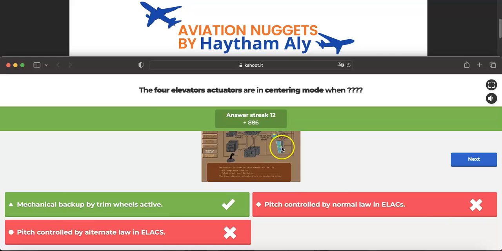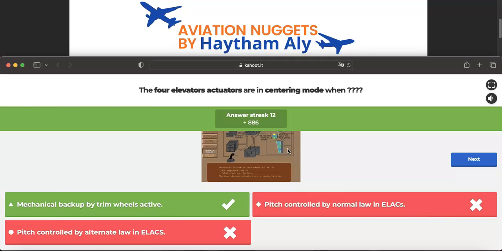The centering mode will operate in case of mechanical trim by the trim wheels. In case of all electrical power failure or all computer failure, the pilot will use the trim wheel to mechanically control the THS. Only in that case, the elevator actuators will operate in centering mode.